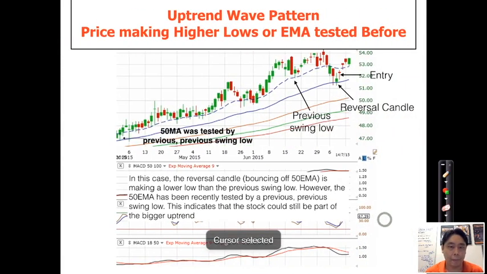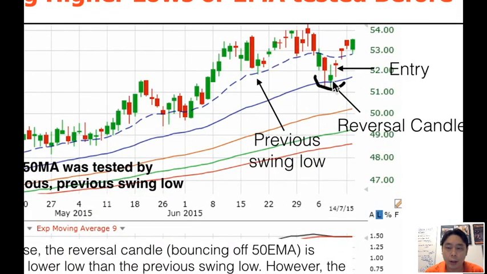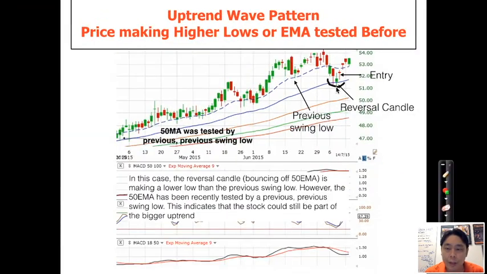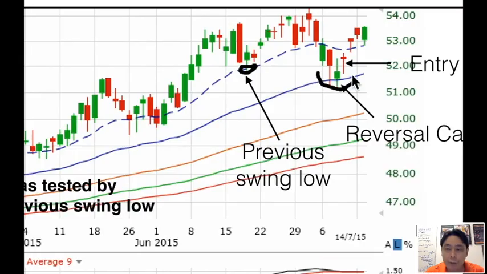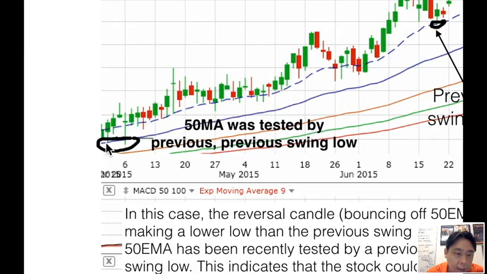And here's the third scenario, okay? So in this case, you can see that this is the bounce, right? Bouncing off the 50 moving average, okay, and that's a reversal candle. Now, this reversal candle is making a lower low than the previous swing low. Can you see that? So you may say, hey, it broke the wave pattern, right? But this 50 moving average that is bouncing off, you can see that it has been tested before to be a strong support.